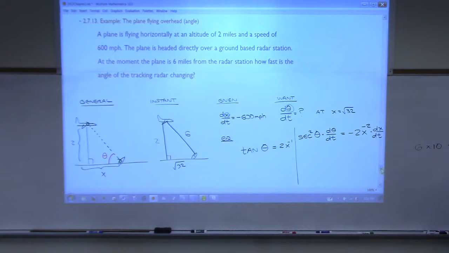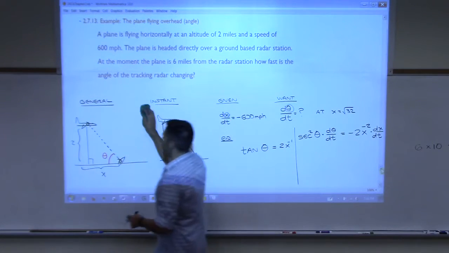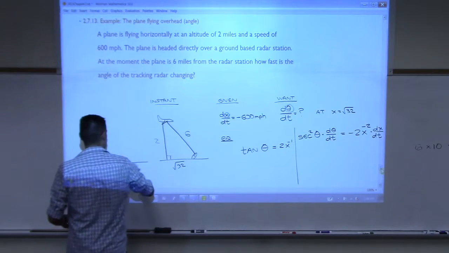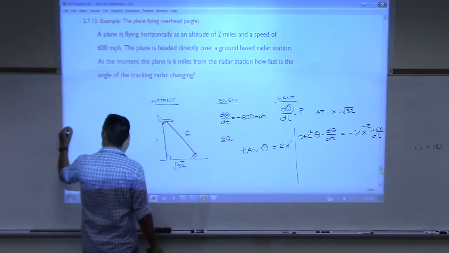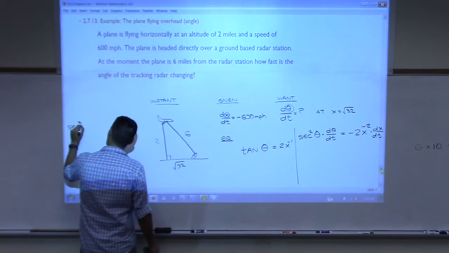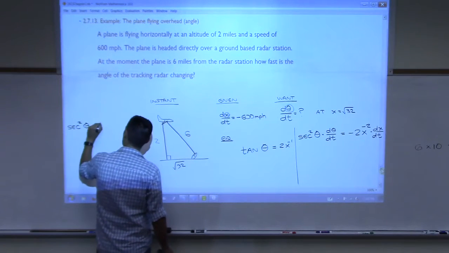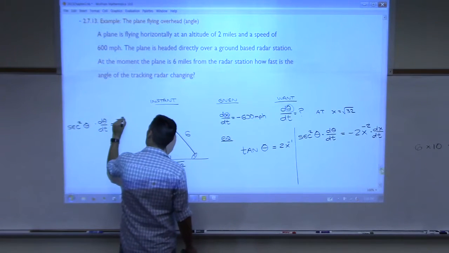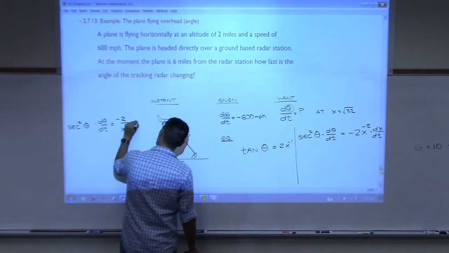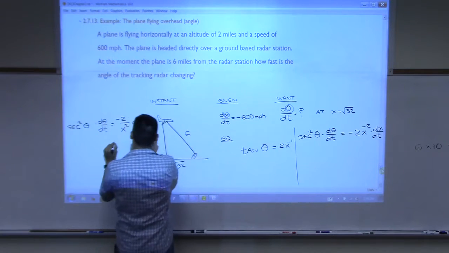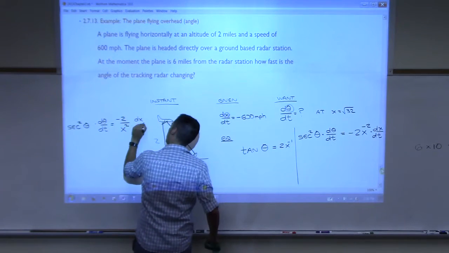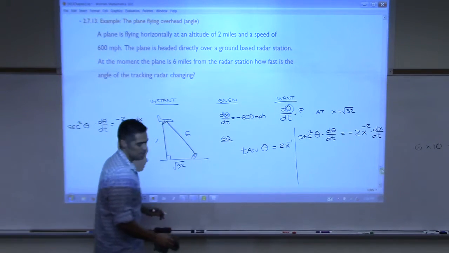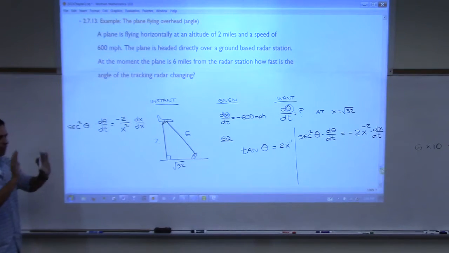Y'all see that derivative? All right, I don't like the way that looks, because of the negative exponents. I'm just afraid that something's going to go wrong with that. So I'm going to write secant squared theta d theta dt equals negative 2 over x squared dx dt. I just dropped the x to the negative 2 down because I didn't want any issues with it.